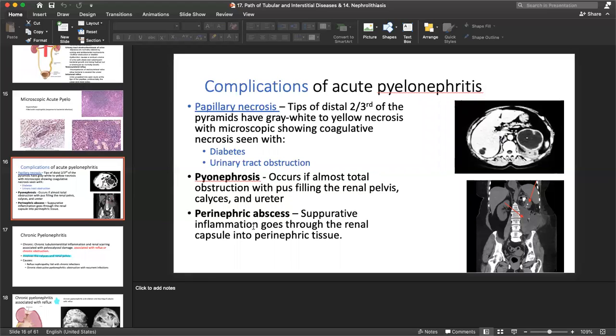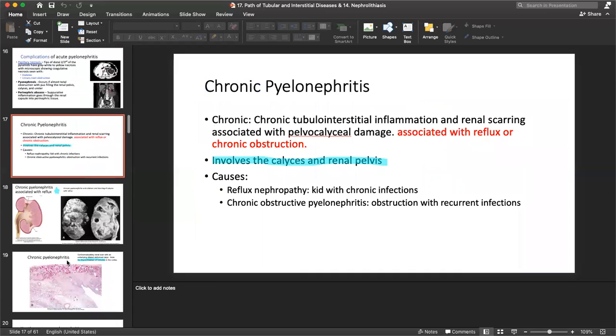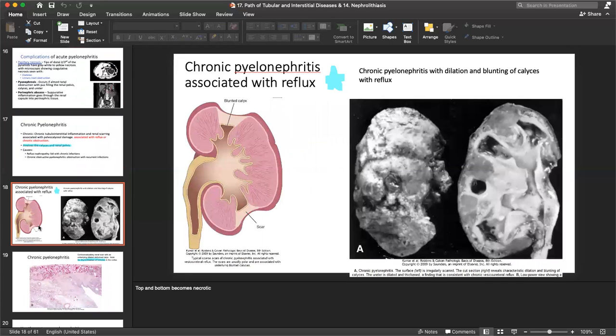Another complication is pyelonephrosis, so total obstruction with pus filling, or a perinephritic abscess. Chronic pyelonephritis is associated with reflux, and it usually involves the calyces and the renal pelvis. So a cause of this is going to be reflux nephropathy. So it's going to be in a kid with chronic infection.